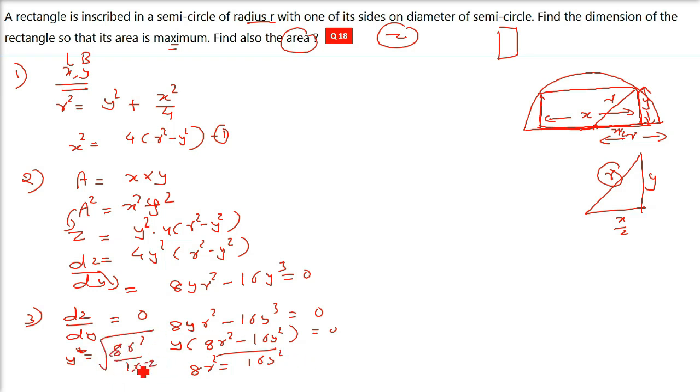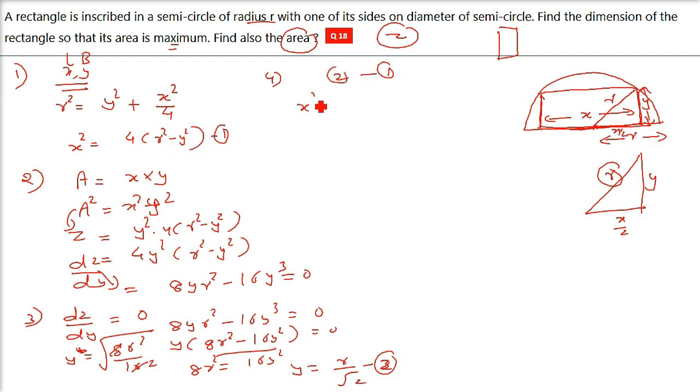So we have the y value, and since we have the y value, we can place it in equation number 1 in order to get the value of x, because x and y are guessed by us or let by us.